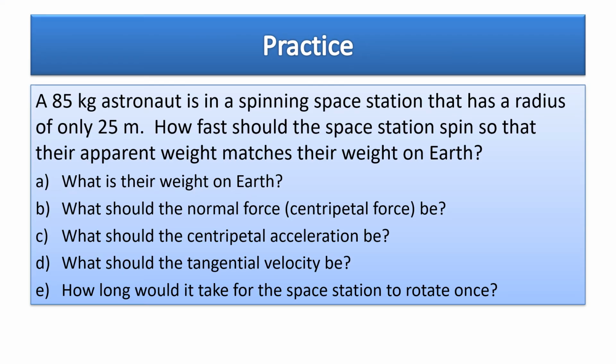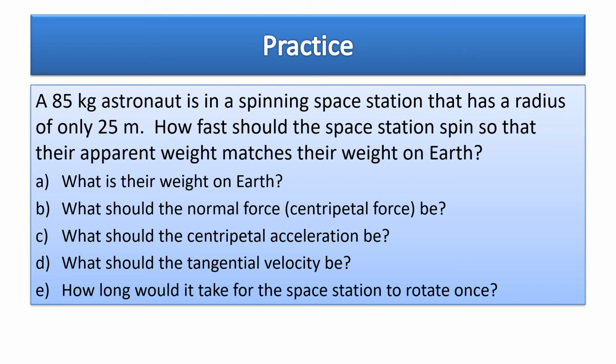Okay, time to test your mettle here. Can you do this practice problem? Pause it, read it, do it. It says, okay, did you pause it? I'll read it to you. It says, an 85-kilogram astronaut is in a spinning space station that has a radius of only 25 meters. How fast should the space station spin so that their apparent weight matches their weight on Earth? We're really looking for what the tangential velocity should be at this 25-meter mark, okay?